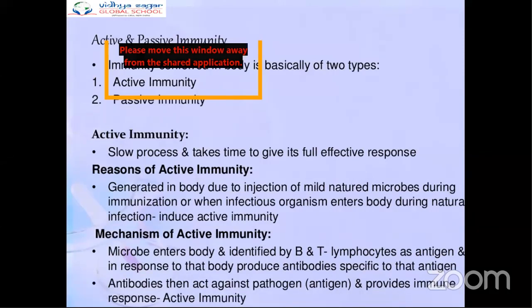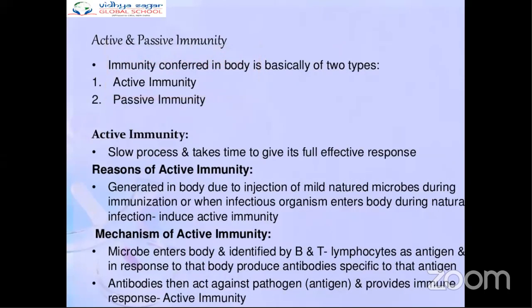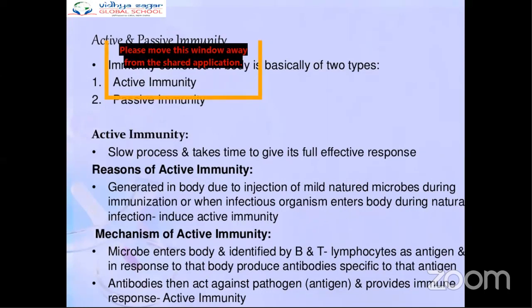So, the mechanism of active immunity: the immune system includes B cells and T cells. When microbes enter the body, they are identified by B and T lymphocytes as antigens, and in response the body produces antibodies specific to that particular antigen. Antibodies then act against the pathogen and provide the immune response. So this is called active immunity.